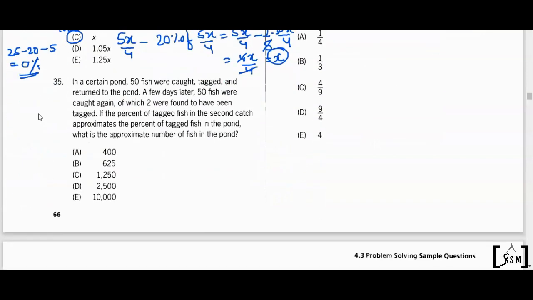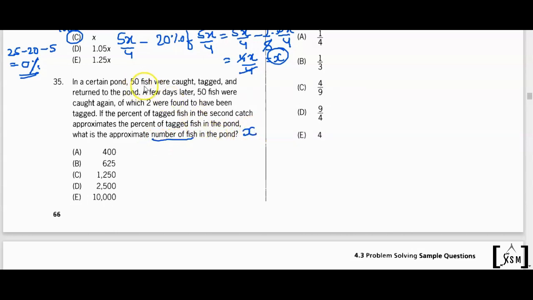Question is, in a certain pond, 50 fish were caught, tagged, and returned to the pond. A few days later, 50 fish were caught again, of which 2 were found to be tagged. If the percent of tagged fish in the second catch approximates the percent of the tagged fish in the pond, what is the approximate number of fish in the pond? So suppose the approximate number of fish in the pond is x.